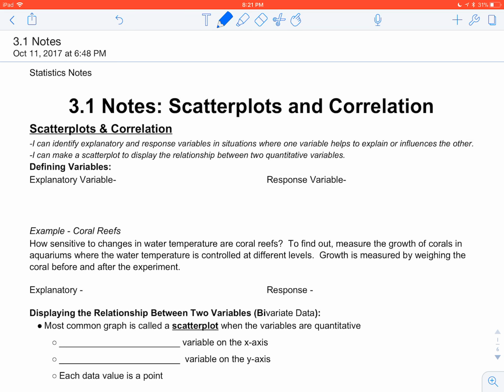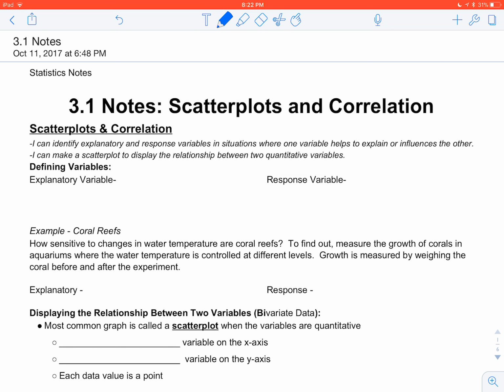And specifically in section 3.1, we're going to talk about how to display that relationship or lack thereof and how to measure it. We're going to start with defining variables. So you're going to be able to identify explanatory and response variable in situations where one variable helps to explain or influence the other. Then we're going to go through and make a scatter plot to display the relationship between two quantitative variables. We'll talk more about how to do that in the calculator or with computer software. First, let's define explanatory and response variables.